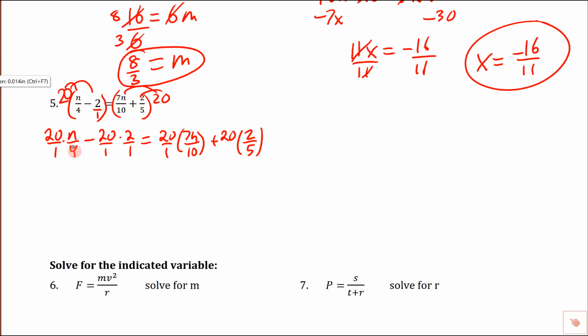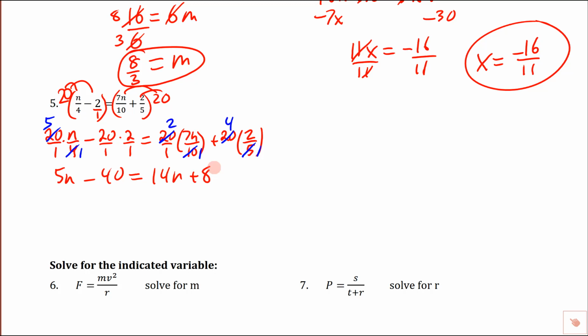We're doing some cross-canceling. 4 goes in here once, 4 goes in here 5 times. There's nothing to cancel off right here. 10 goes in here once, 10 goes in here twice. 5 goes in here once, and 5 goes in here 4 times. So what do we have left here? We've got a 5 and an n, so that's a 5n. We've got a negative 2 and a 20, so that's going to be negative 40, so I'll have a negative 40 right here. Multiply these together, we've got a 2 and a 7n, so that's a 14n. And multiply the 4 times the 2, and we get a plus 8.